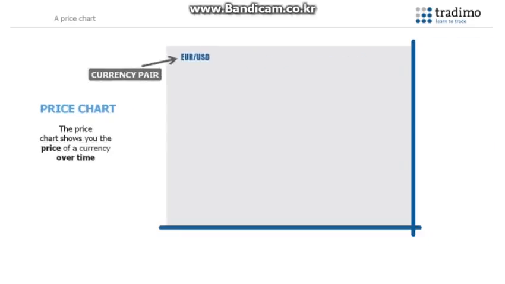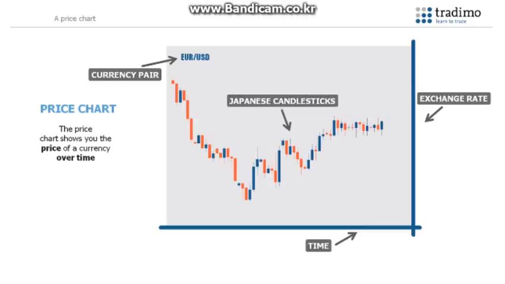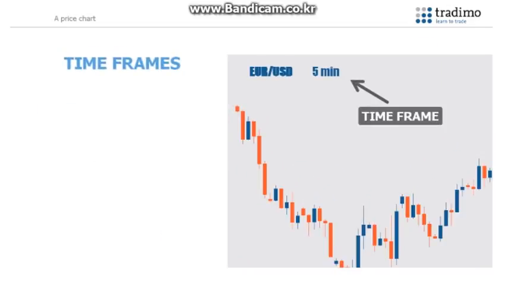A price chart shows how the exchange rate between two currencies develops over time. If you look at the chart on the right, you can see that the exchange rate is displayed on the right-hand side, and the time is displayed on the bottom. The chart type we use is called a Japanese candlestick chart. It is made up of shapes that look like candlesticks. Each candlestick shows the price development over a period of time. We refer to this as a time frame.